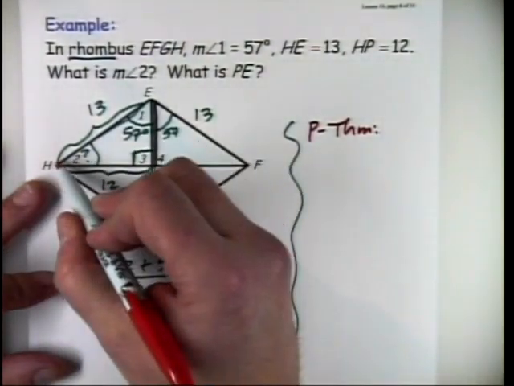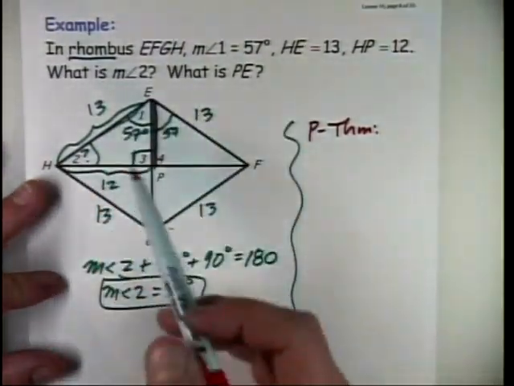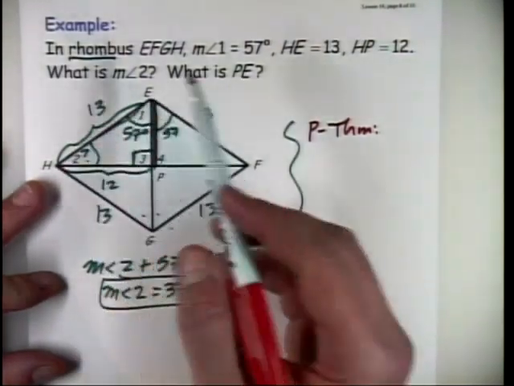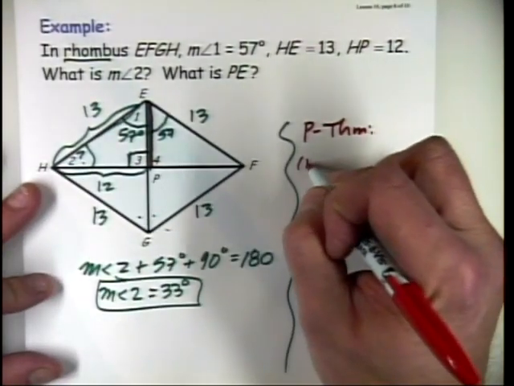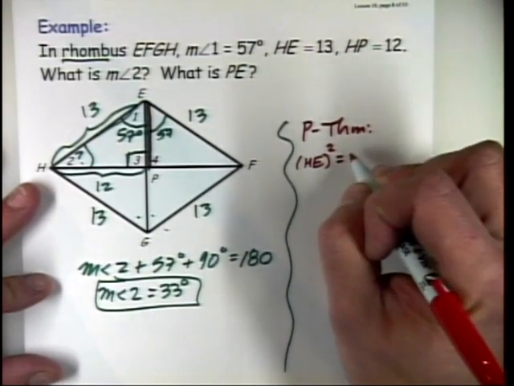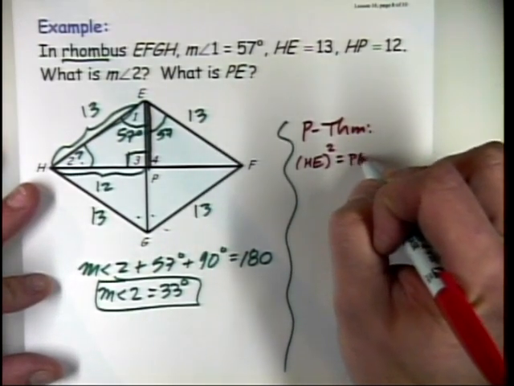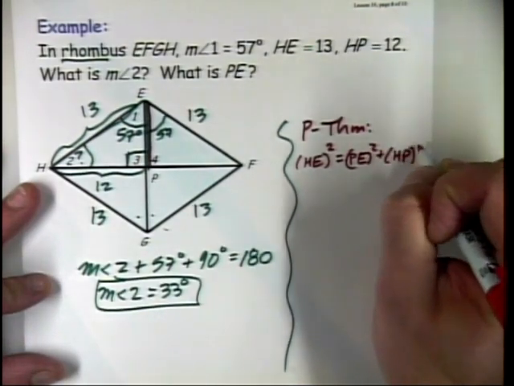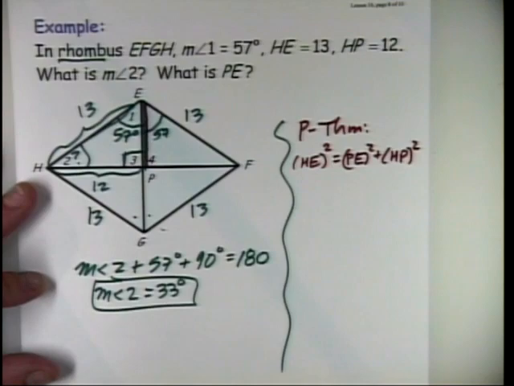So we need to carefully figure out which one's the hypotenuse. HE is the longest side. It's opposite the right angle, so it's the hypotenuse. So we can set it up as segment HE's measure squared has to equal PE squared plus HP squared. Okay? Now I can fill in what I know.